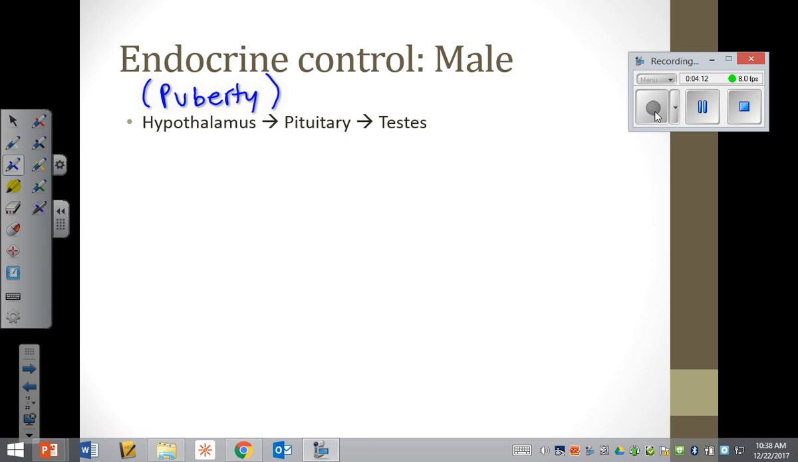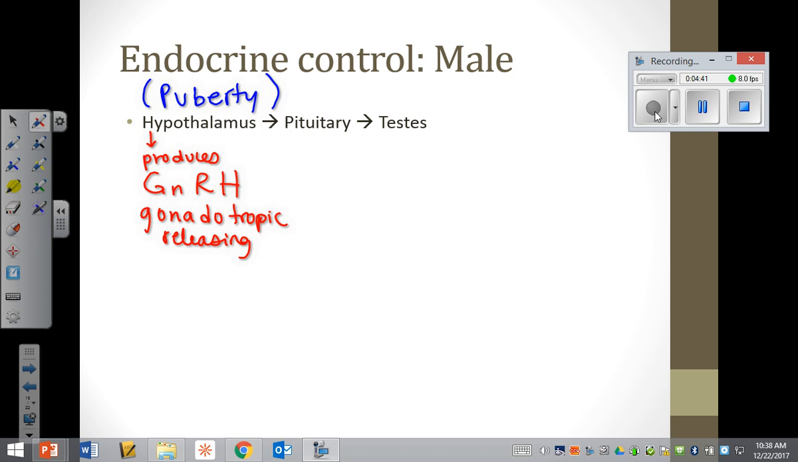The first thing that happens is that the hypothalamus produces GnRH. What does that stand for? Well, it's on your data sheet. It is one of the only hypothalamus releasing hormones that you actually need to know the name of. It stands for gonadotropin releasing hormone. So your hypothalamus produces this releasing factor. It is a hormone, which means it travels in the blood.